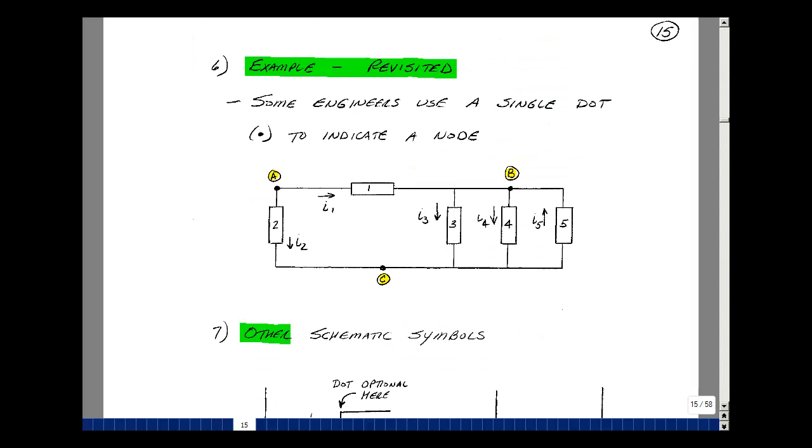The textbook uses dots to indicate connection points, and they're doing that really for a software package where they're going to use schematic capture. I'll talk about that in a later course. Many people just use a single dot to indicate the node. So here's node A, node B, and node C in the previous example. I will basically use this notation throughout this course and all the courses that follow.